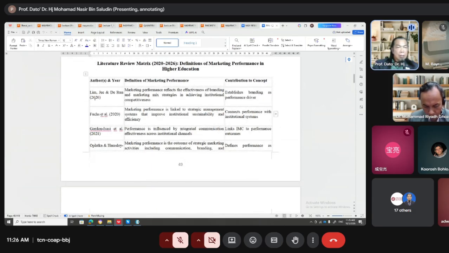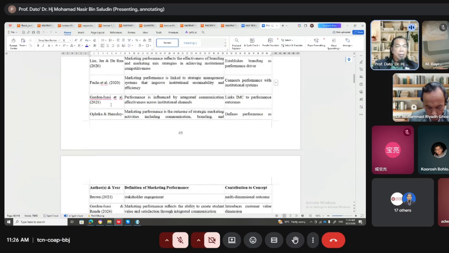So all the authors is 2020, by Lim, G, and Diran. Definition: marketing performance reflects the effectiveness of branding and marketing mix strategy in achieving institutional competitiveness. Contribute concept, establish branding as a performance driver. Another definition, Patch et al. Marketing performance linked to the strategic management system improve.